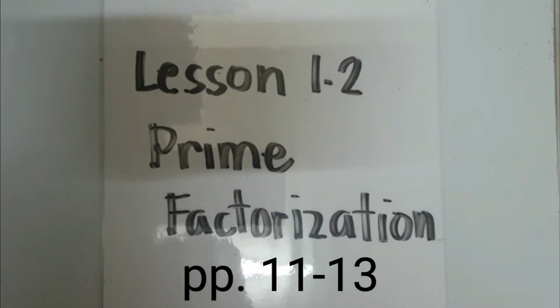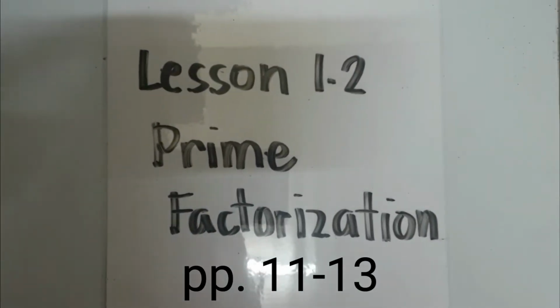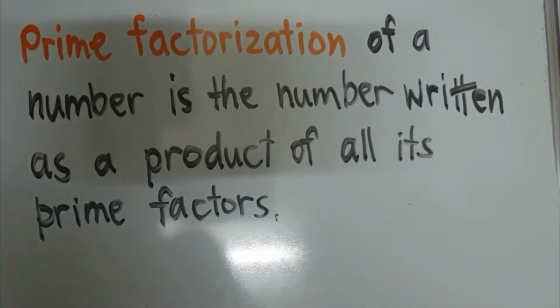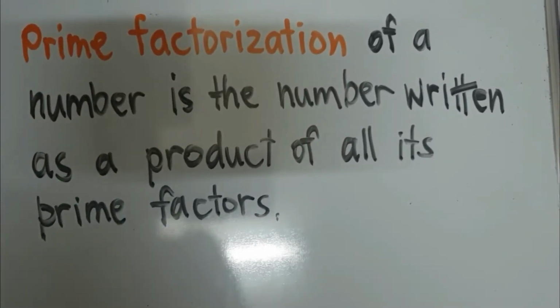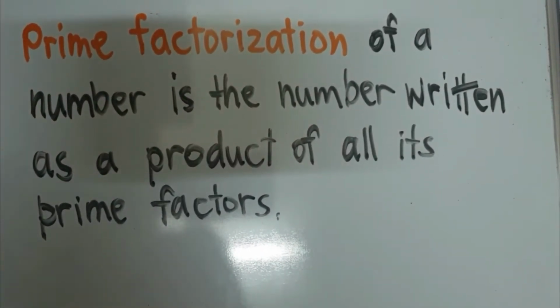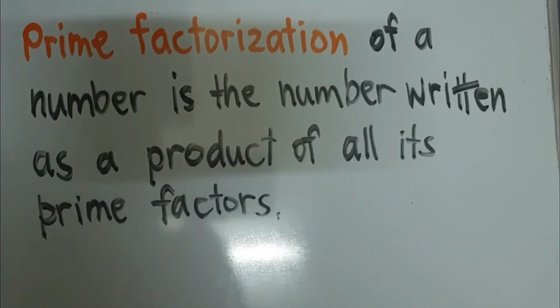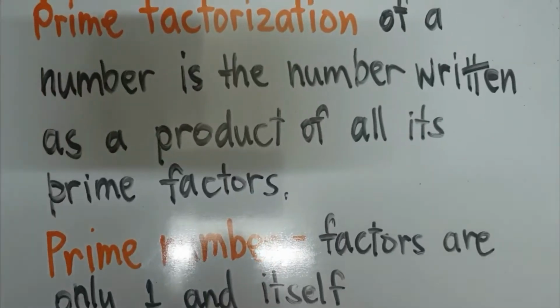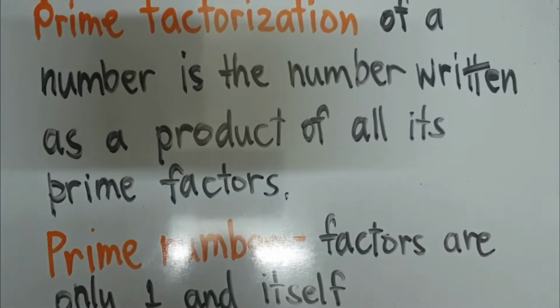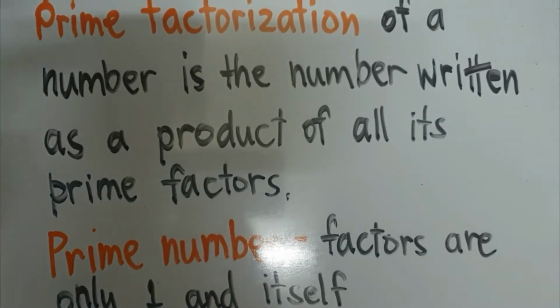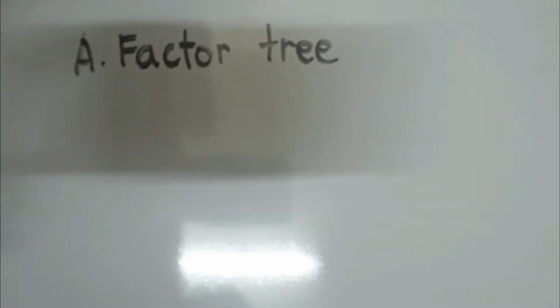Lesson 1.2, Prime Factorization. Prime factorization of a number is the number written as a product of all its prime factors. Prime numbers are numbers whose factors are only one and itself.